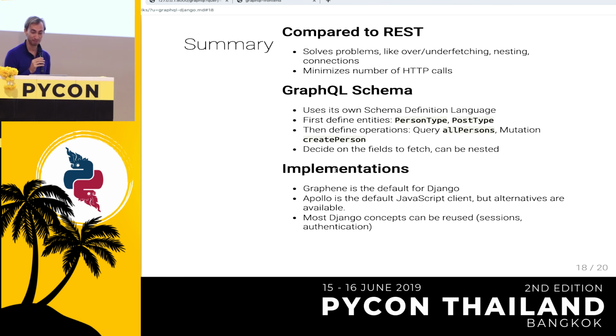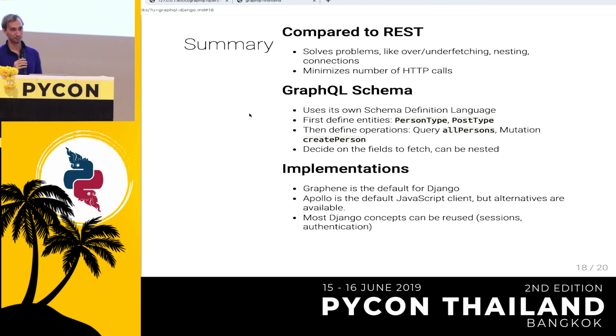Okay, then a short summary. Compared to REST, GraphQL solves a couple of problems that are not really solvable in REST, like fetching too many fields, or not being able to fetch related instances. And it drastically minimizes the number of HTTP requests that you need to do, which is, in my opinion, the biggest advantage, because you can populate your whole user interface with a single request, which is very fast.